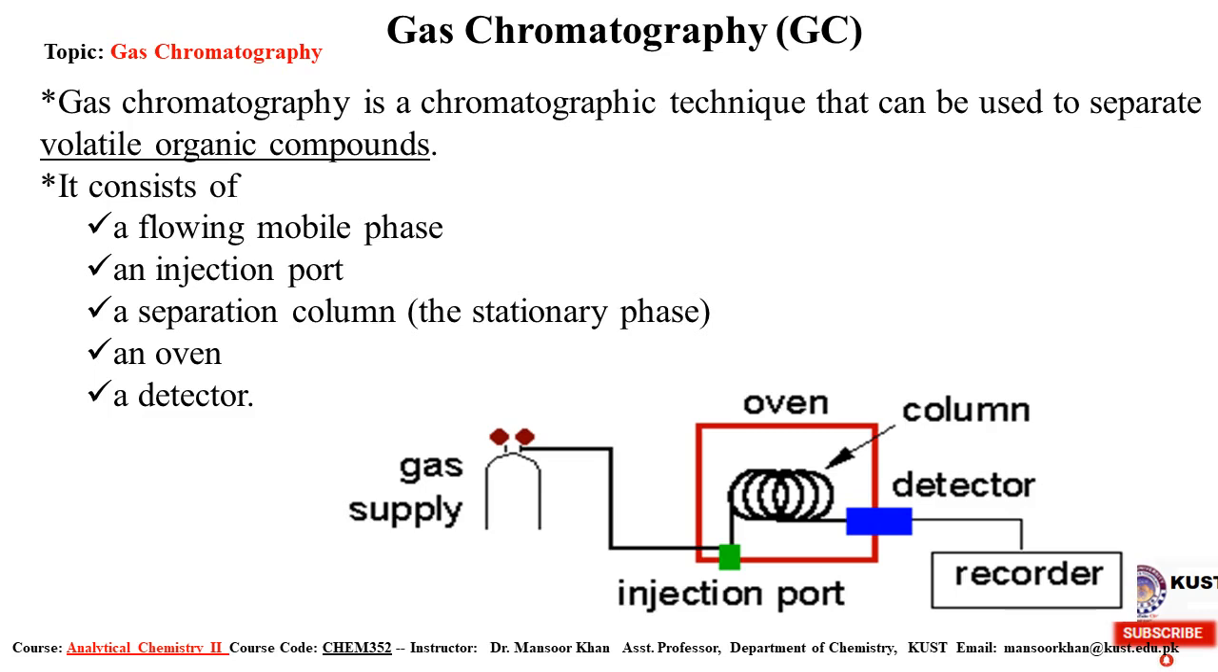The column is where the separation of the sample components takes place. The detector gives response to the gaseous components of the sample which are coming from the analytical column. And the readout device is called the recorder, which in this form is a computer.